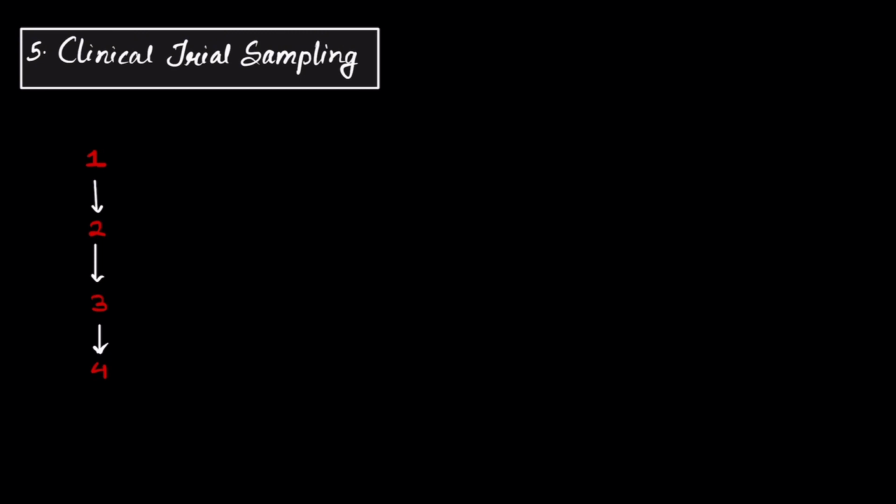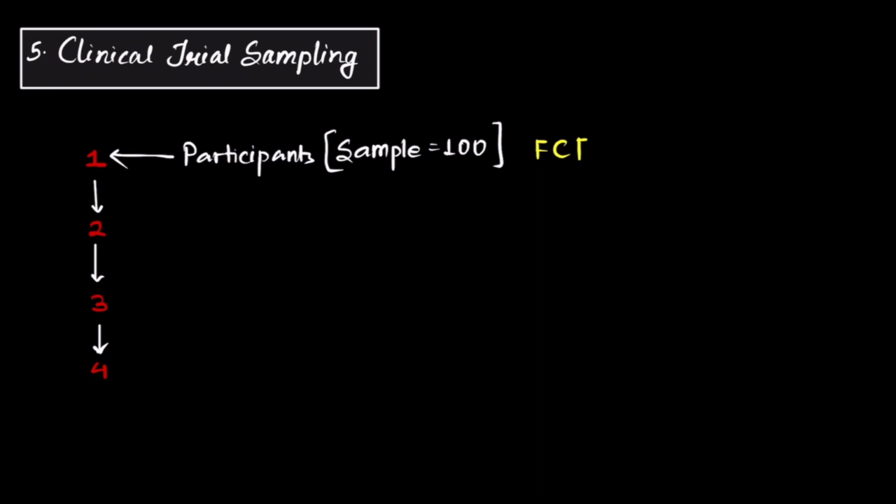For a trial to be carried out, participants are required. Let's say in the first phase, the sample of participants needs to be 100. So these 100 participants are not selected at random in the community because that is not possible. Instead, they are selected as FCFS. That is first come, first serve.